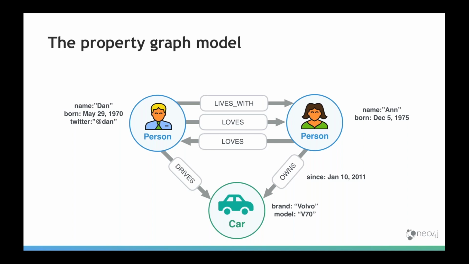We also see another node, a car, that has a different label, a car label. And here you also see that both nodes and relationships can have properties. The properties are key value pairs that are used to describe the nodes and the relationships.